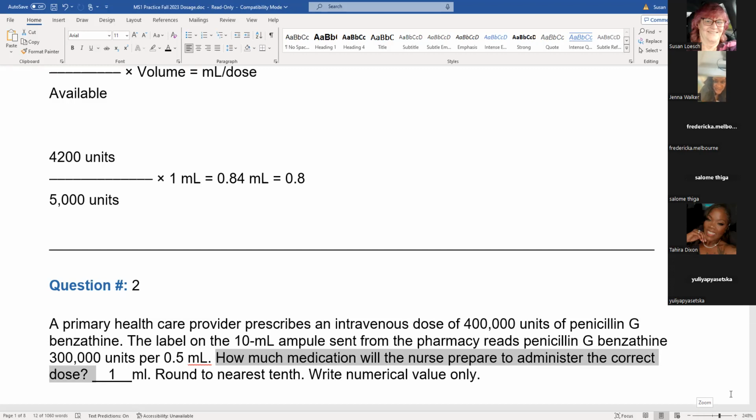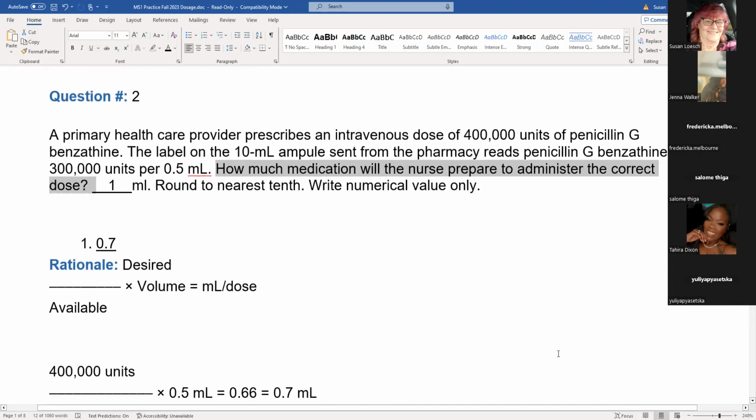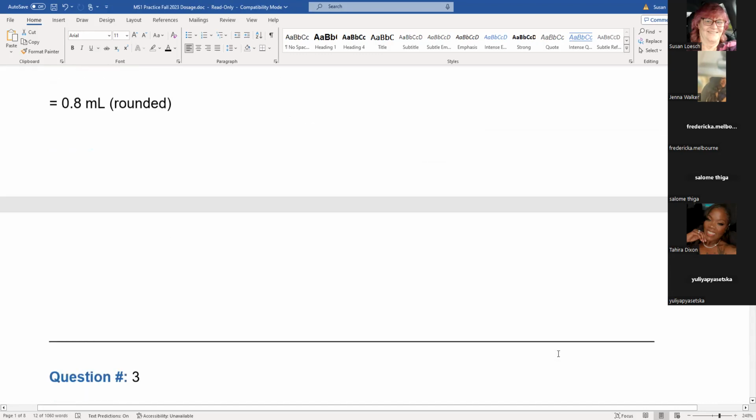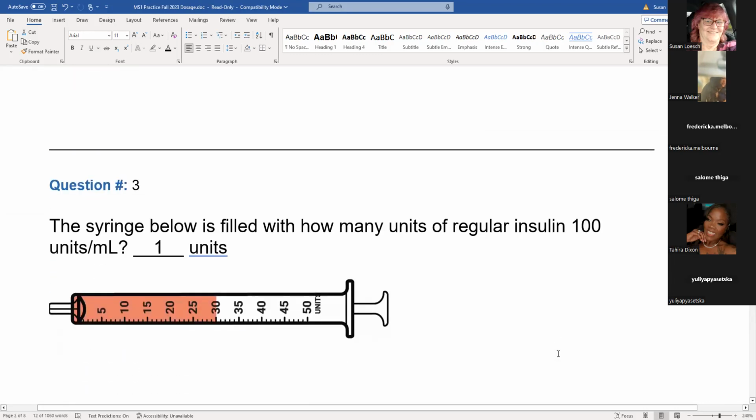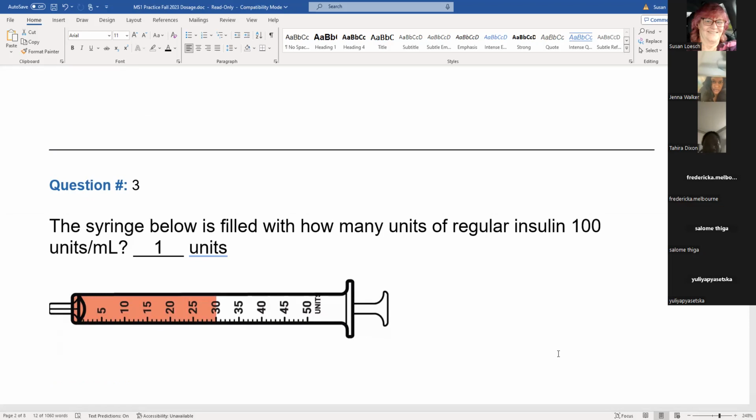Again, you have to be able to see that when you read the question. You'll see some of these. How many units are in that syringe? 30 units. Okay, you see this is an insulin syringe. You notice that it goes in ones, right? Every hash mark on there is equal to 1 unit. Everybody understand what I just said? If you don't, speak up.